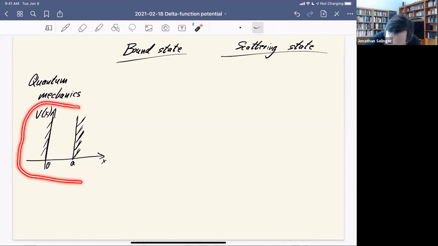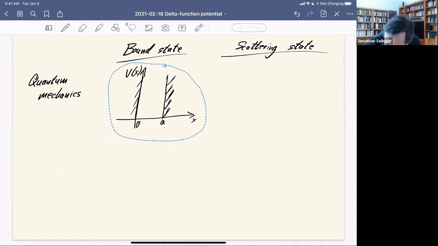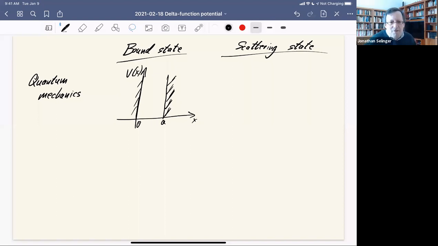Ooh, I can move it. Whoops, wrong tool. Let's try again. Ooh, I can move it. Cool. Okay, so that goes in the column of bound states.